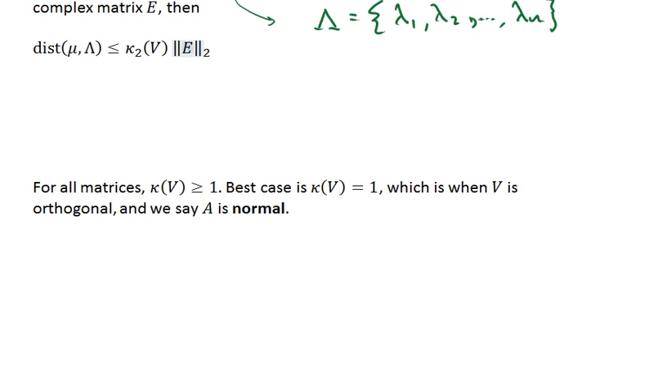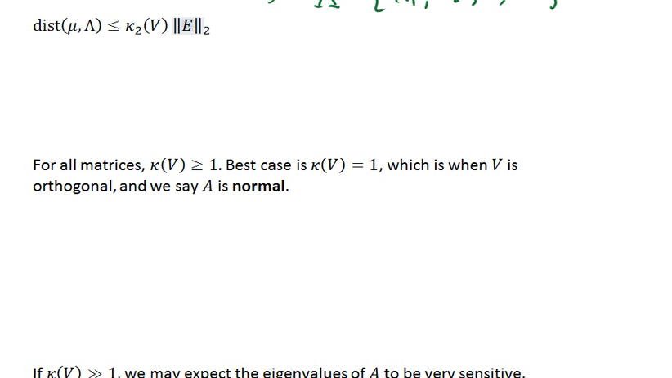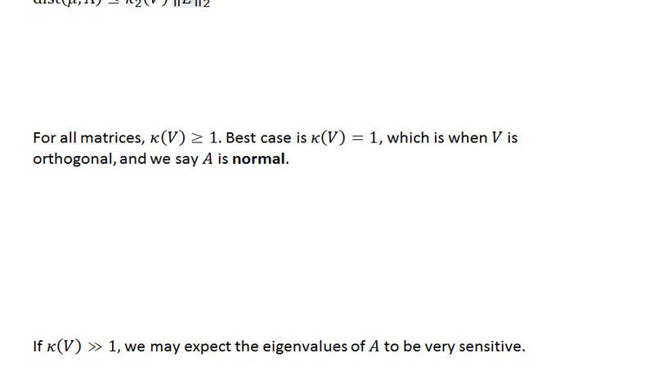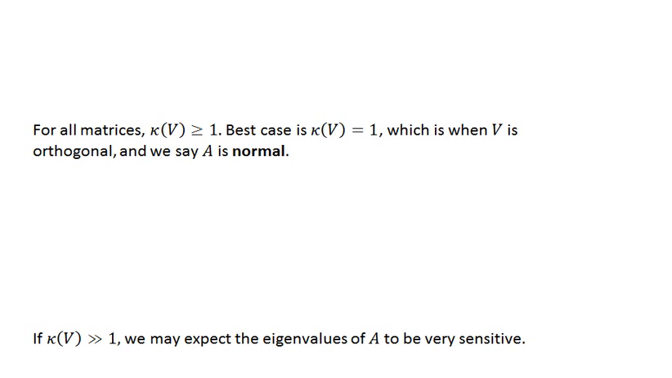Now remember that for any matrix, its condition number is at least 1. So the best we can do in this bound is if this condition number term here is 1, okay, which says that the change to the eigenvalues is bounded by the change to the original matrix. That's pretty nice. And when that happens, it only happens actually when V is an orthogonal matrix, as it turns out. And in that case, we say A is a normal matrix.